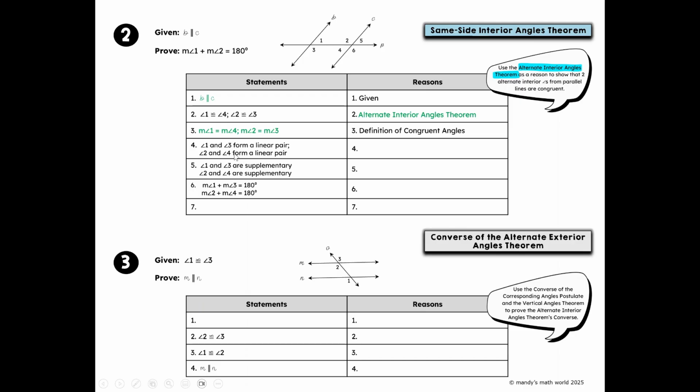Now, our next statement is angle 1 and angle 3 form a linear pair, and angle 2 and angle 4 form a linear pair. Well, that is the definition of a linear pair, right? I've got angles on the same line. And angle 1 and angle 3 are supplementary, and angle 2 and angle 4 are supplementary. Well, that's the linear pair theorem that tells us that, right? Angles that form a linear pair are supplementary.